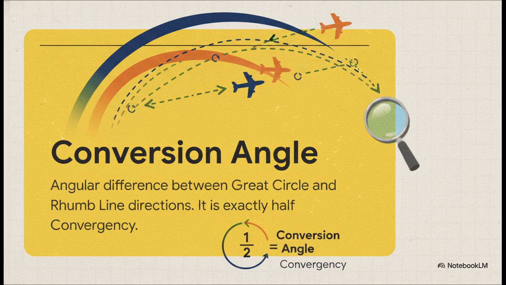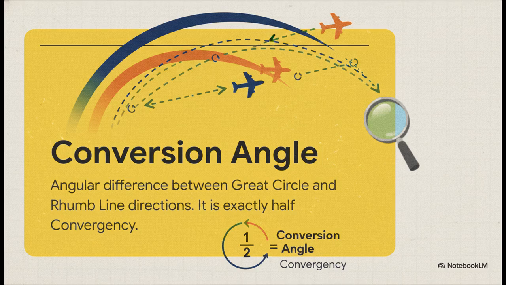Well, that brings us to a massively important term for your exams, the conversion angle. This concept bridges the gap between those two flight paths. The conversion angle is literally just the angular difference between your great circle direction and your Rhumb line direction. And here is the magic formula. It is always exactly half the value of your convergency.